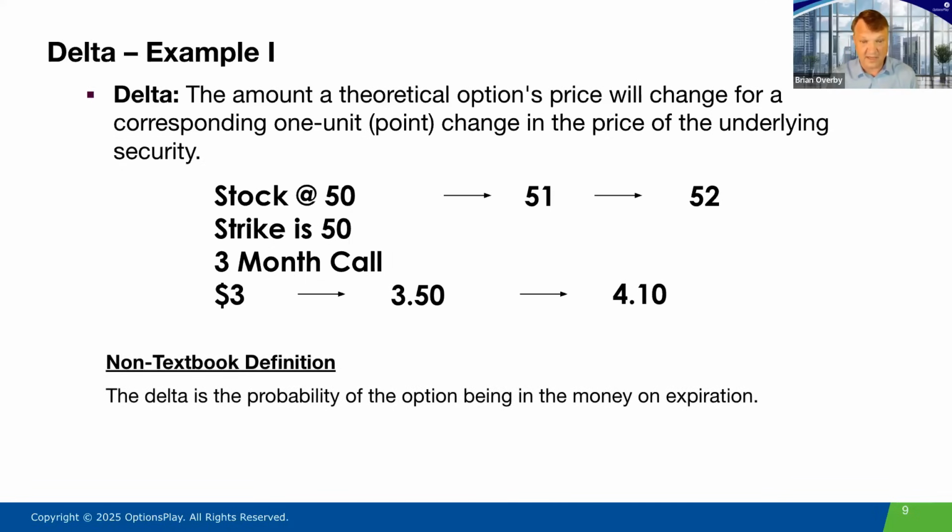The non-textbook definition of delta is the probability of the option being in the money on expiration. All right, I'm going to say that one a little bit slower. It's the probability of the option being, I'm going to even say 1 cent in the money on expiration. Okay. So the stock is 50, strike is 50. I told you the delta was 50. Well, if you look at this definition, what's the probability of it being in the money? We're right at the money. If it ticks up, we're in. If it ticks down, we're out. So delta is going to be somewhere close to 50.